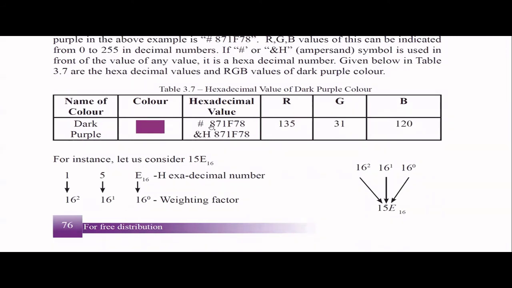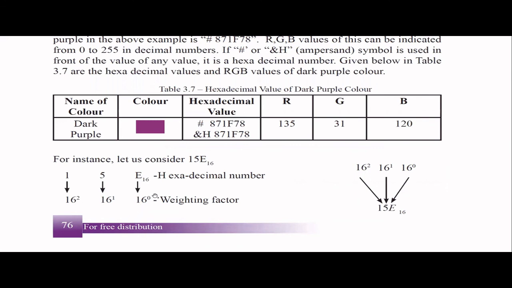So 87 in hexadecimal is, in decimal, 135. These conversions, don't worry, we'll do it in the later part. So think about this number, 15E, base 16. That means this is a hexadecimal number. So here the weighting factors are going in powers of 16.